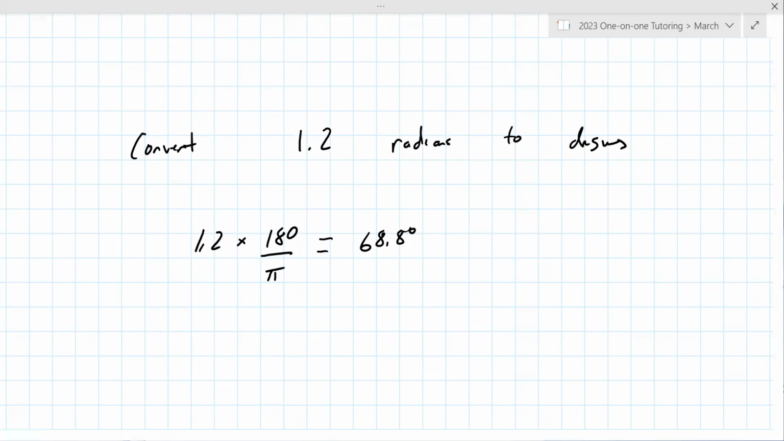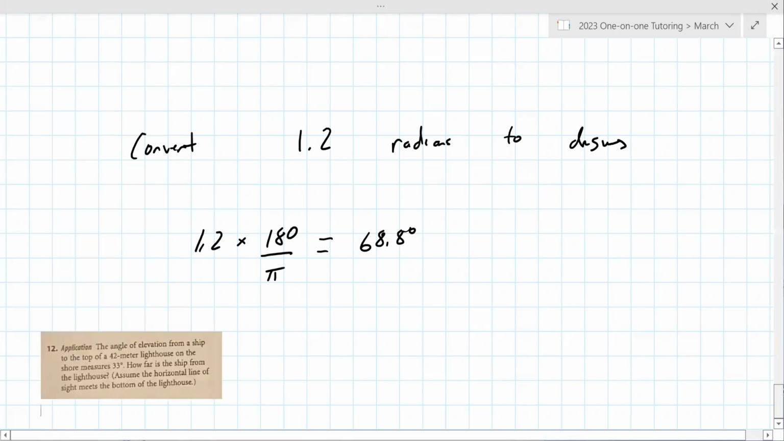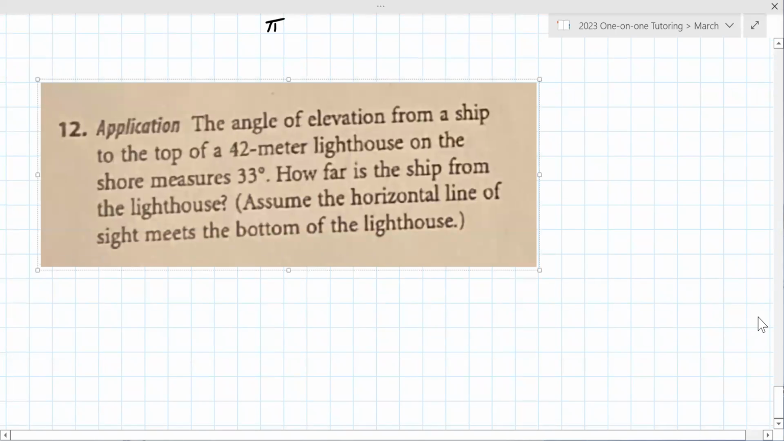All right, so we should go back and do a couple more word problems here. Those are generally the most difficult problems. Let's go to number 12. The angle of elevation from a ship to the top of a 42-meter lighthouse on the shore measures 33 degrees. How far is the ship from the lighthouse? Assume the horizontal line of sight meets the bottom of the lighthouse.